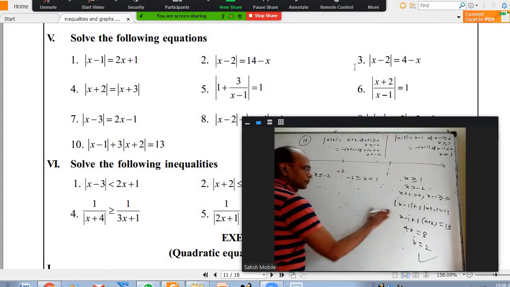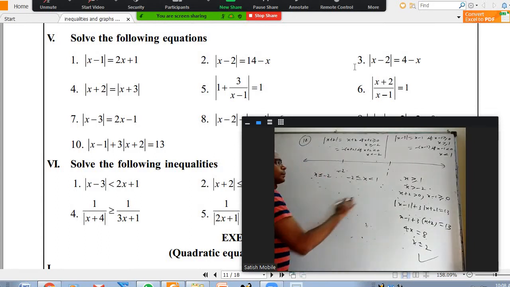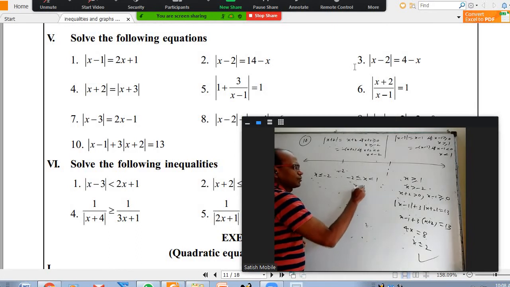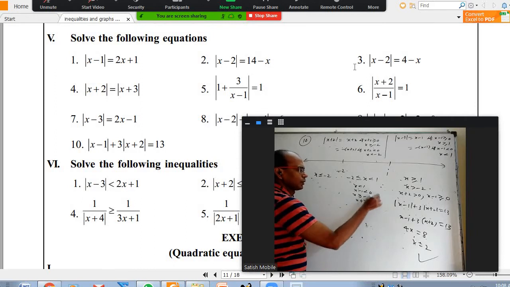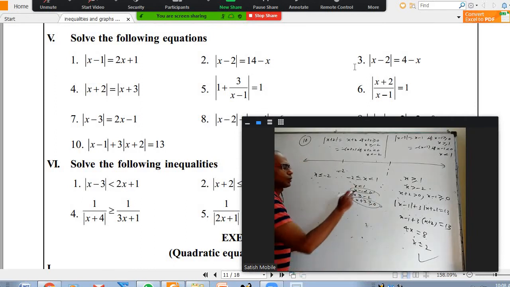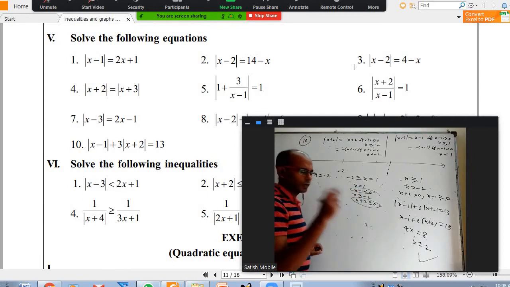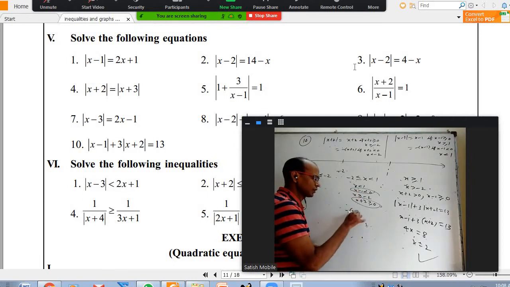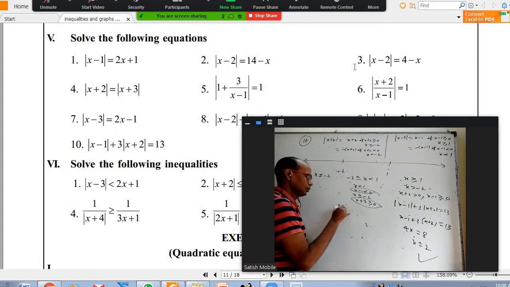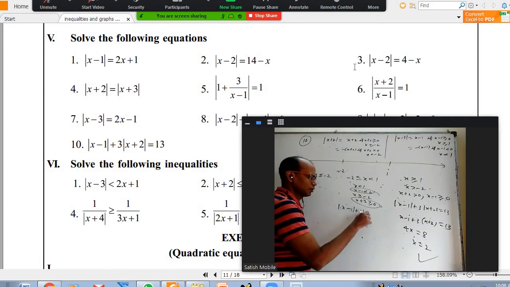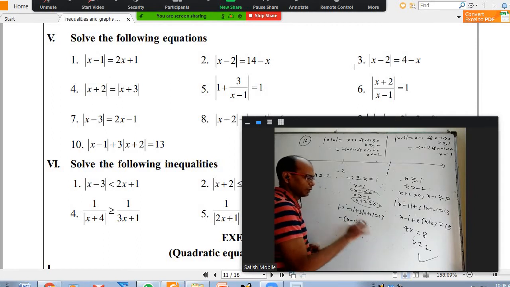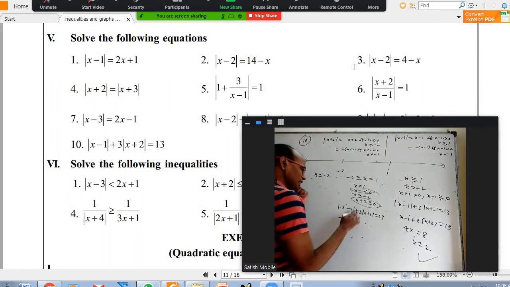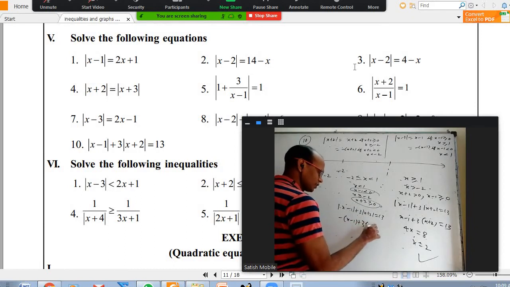In this case, when x is less than 1, so x minus 1 is less than 0, and x is greater than or equal to minus 2, so x plus 2 is greater than or equal to 0. Because x minus 1 is negative, mod x minus 1 will become minus of (x minus 1). Mod x minus 1 plus 3 mod x plus 2 equal to 13. This is minus of (x minus 1), and this one 3 times positive only, so x plus 2, equal to 13.